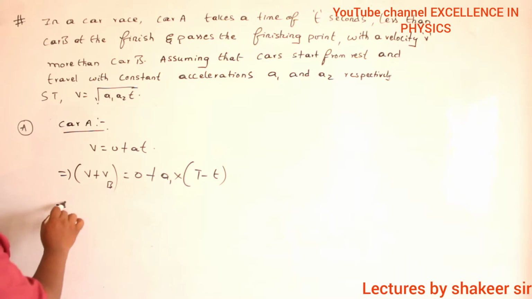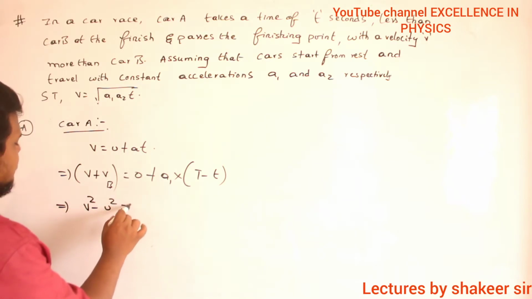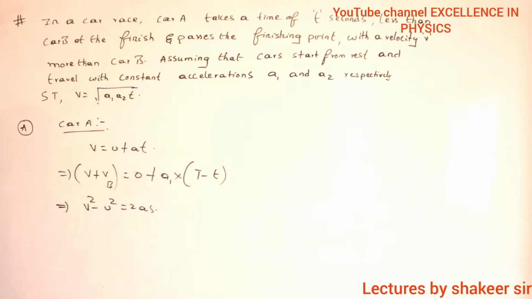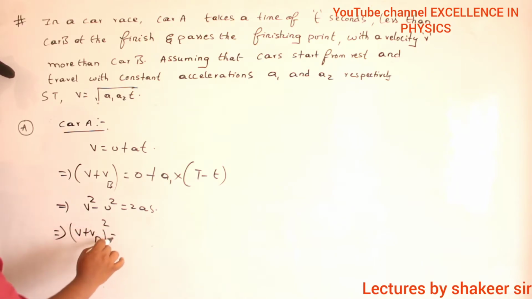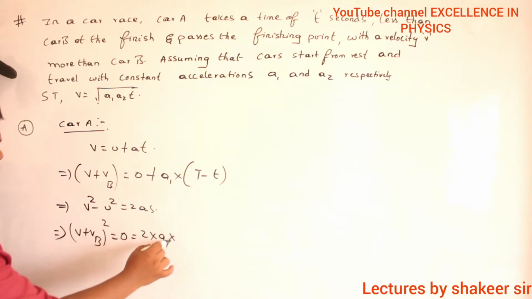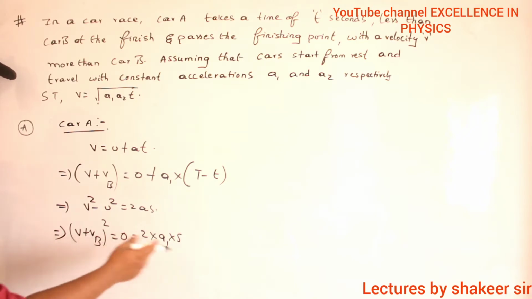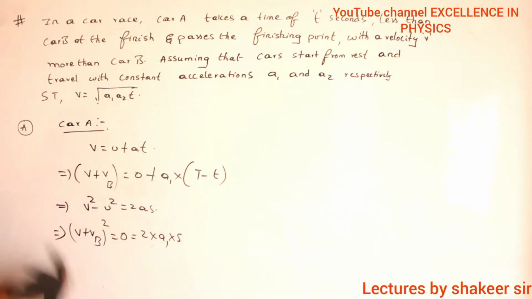Similarly, I can also write the equation v square minus u square is equal to 2as. The final velocity of car A is v plus vB, whole square. Initial velocity is 0. So 2 into acceleration a1, displacement is s. Car A and car B both will travel the same displacement, because the finish distance will be the same for both of them. So displacement remains s only.